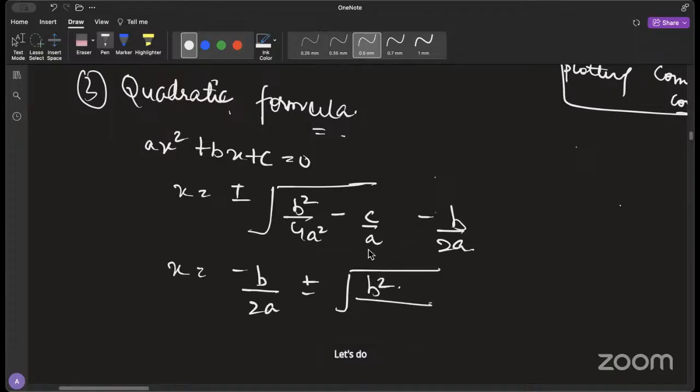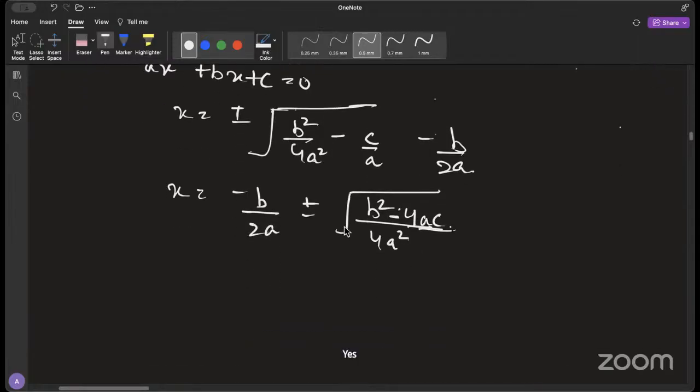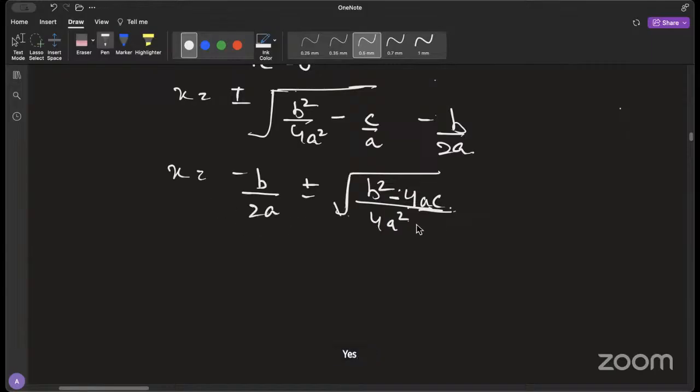Let's do this thing here. So this is 4a square, right? First you take the LCM of these two, and then this will be minus 4ac. Is this thing okay to everyone? We just simplified this thing in the square root. Yes. Okay.